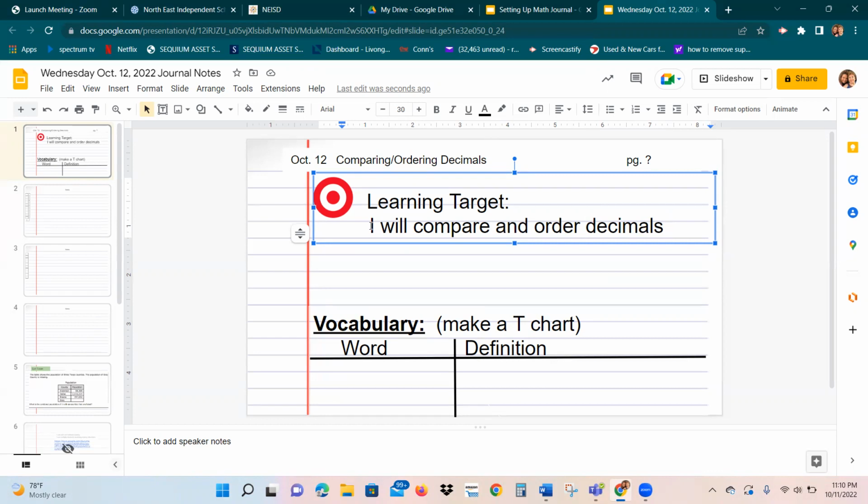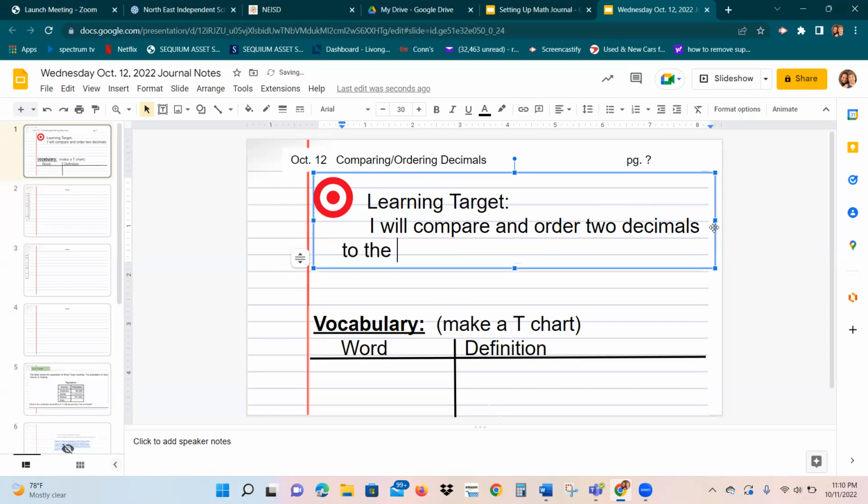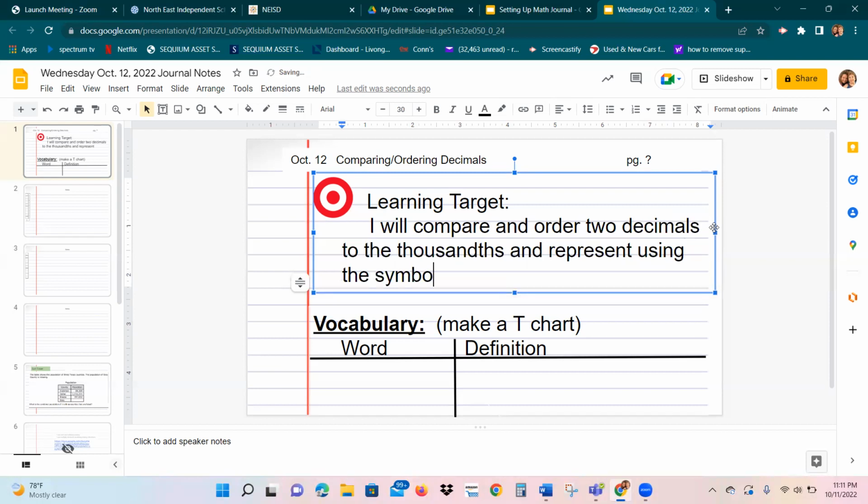I will compare and order 2 decimals to the thousandths, and represent using the symbols greater than, less than, and equal to, period. Okay.